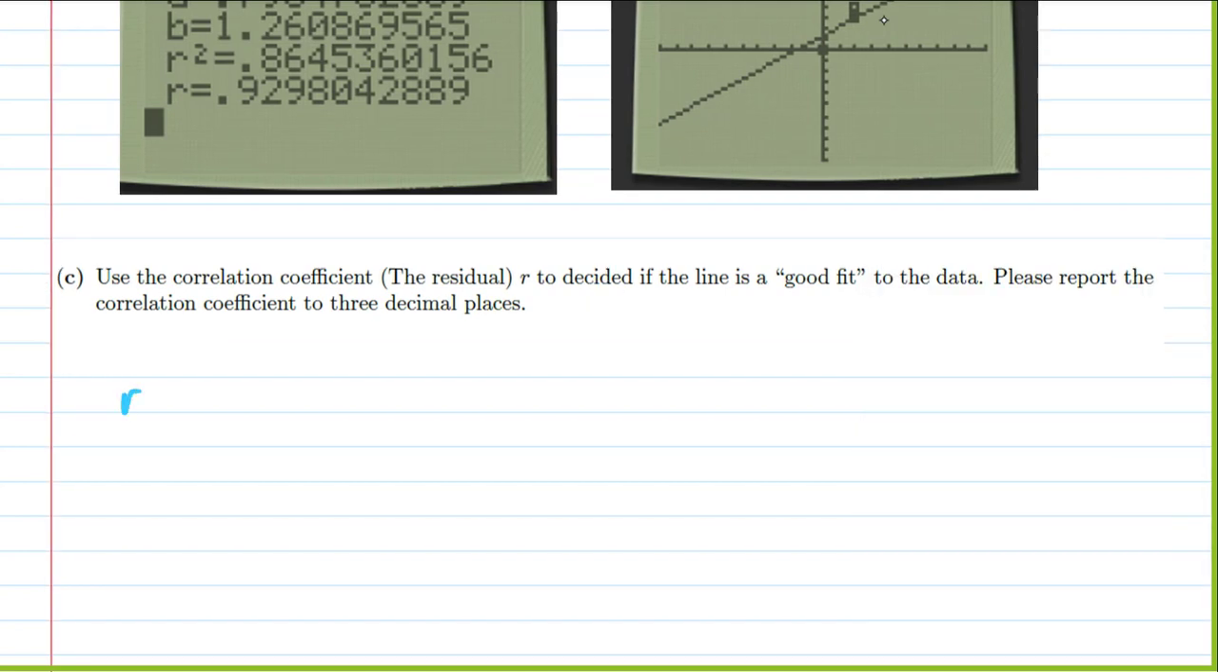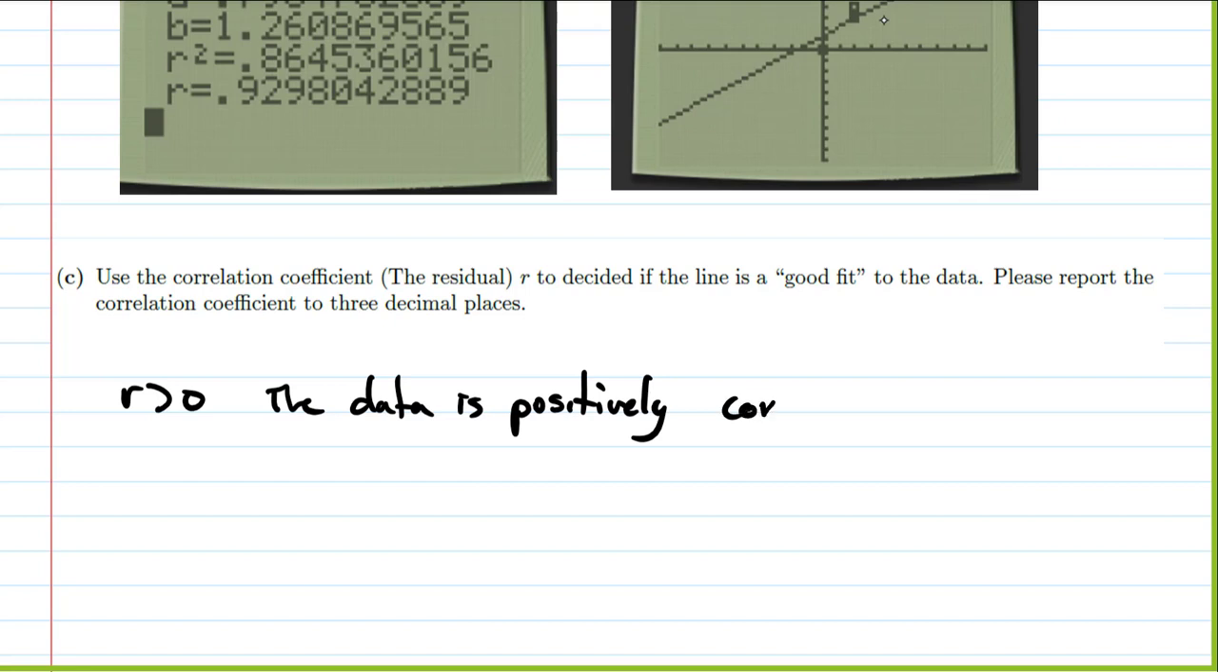So we have r is bigger than 0, so the data is positively correlated. 0.91 is bigger than 0.7, so it's a good fit. The line is a good fit.